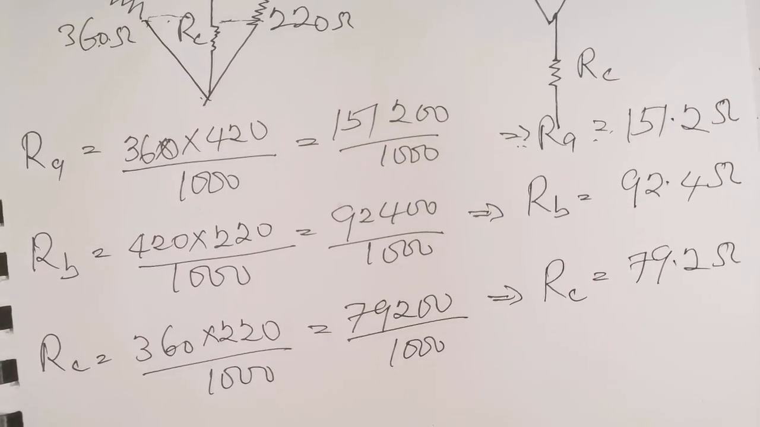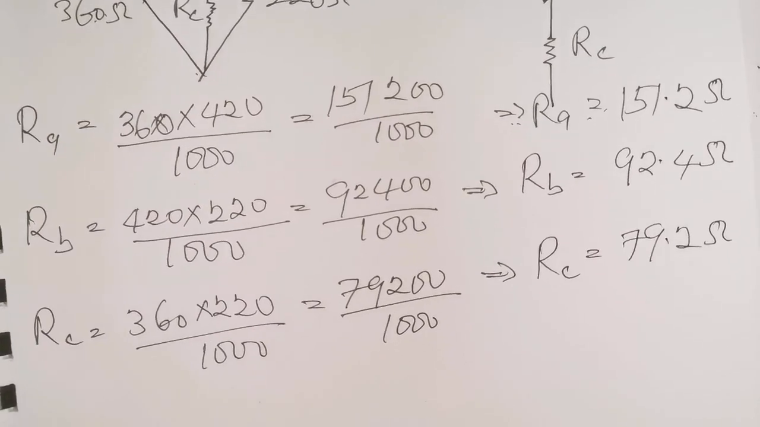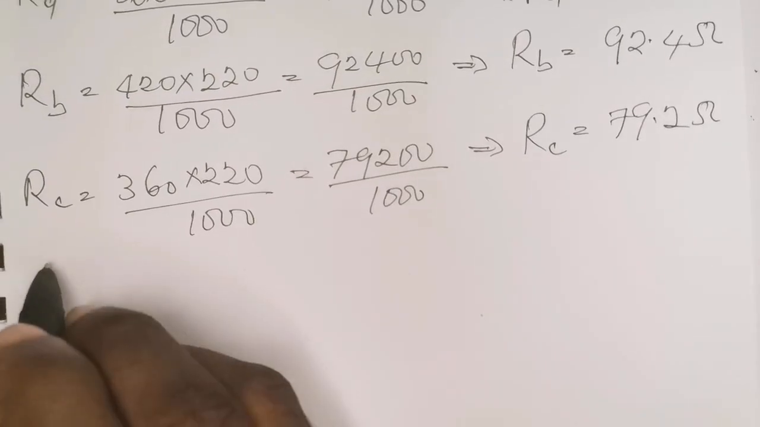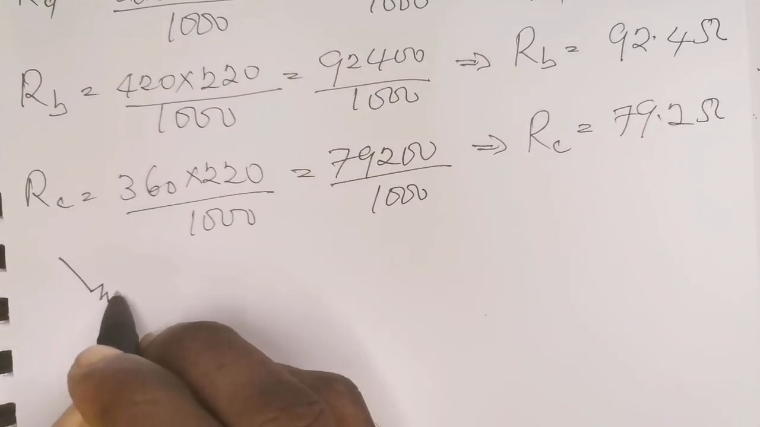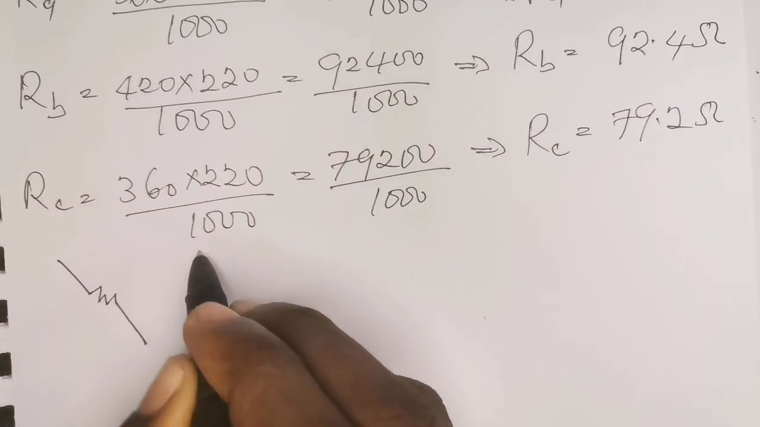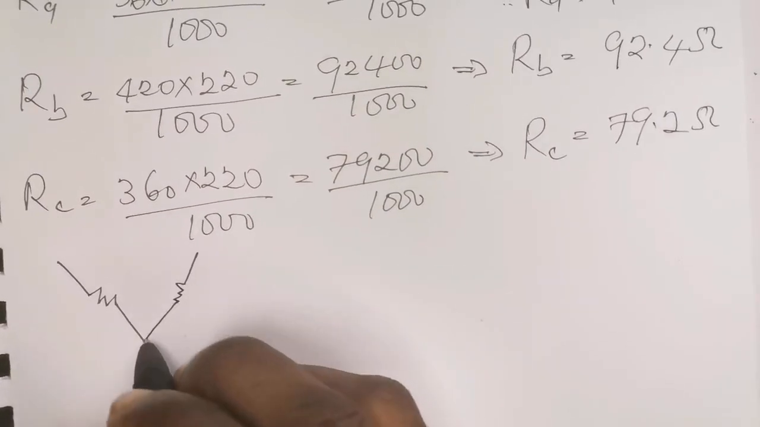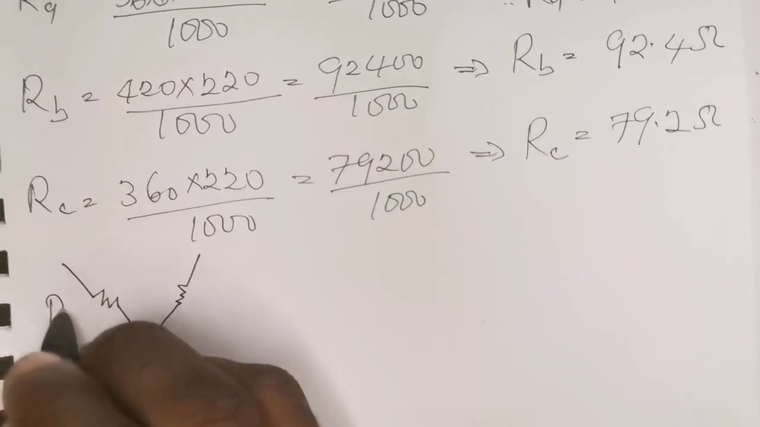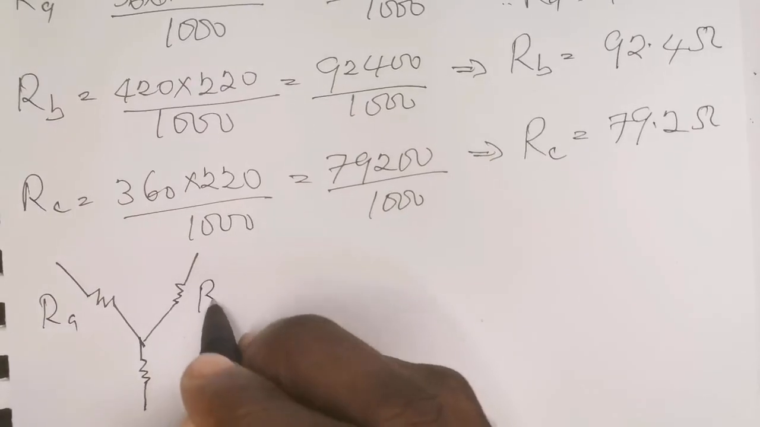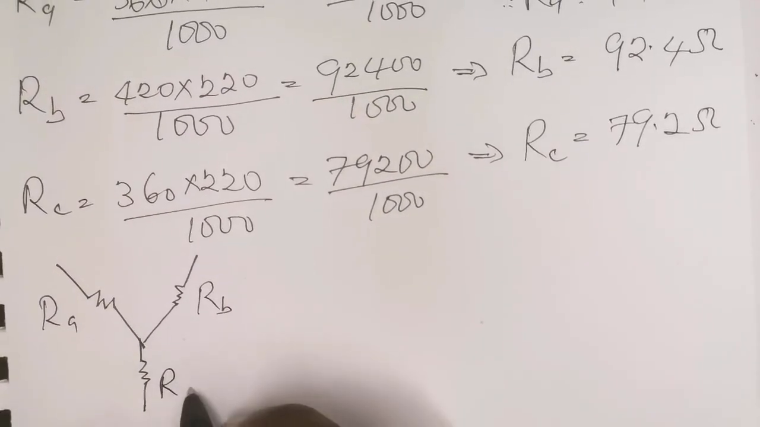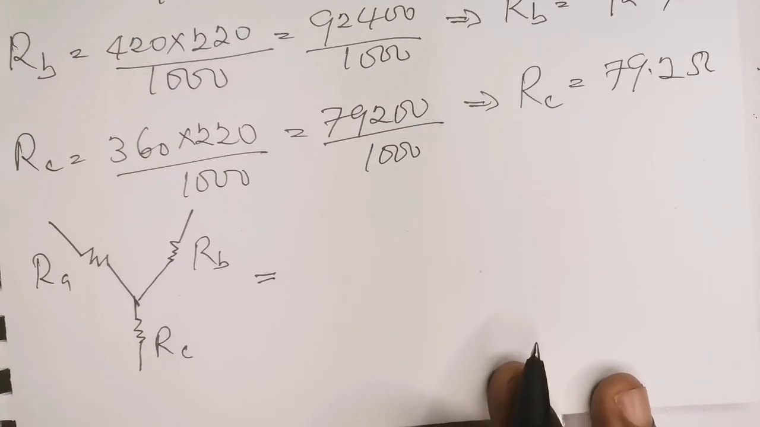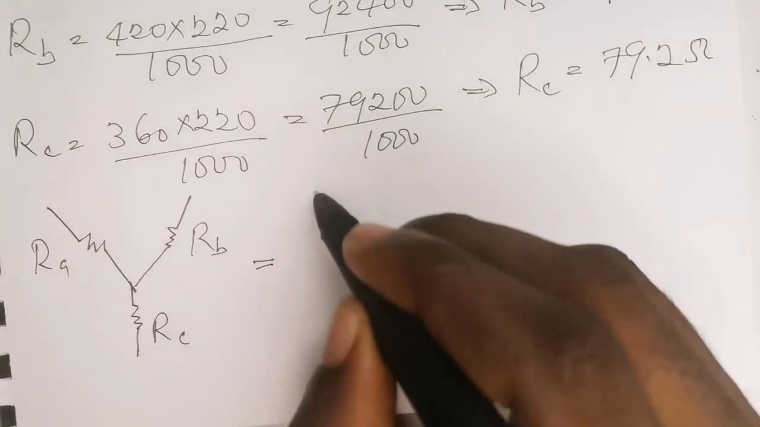Let's now plug it into the star network itself. So not forgetting, this is our star. So we call here RA, we call here RB, we call here RC. So this has been transposed into, now let's put in the equivalent values.